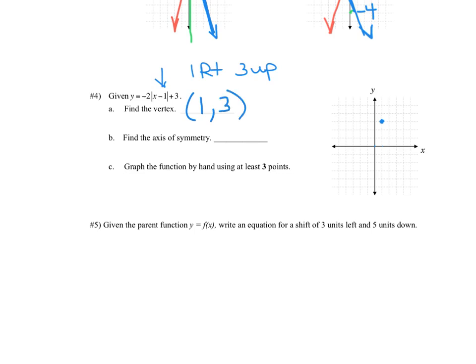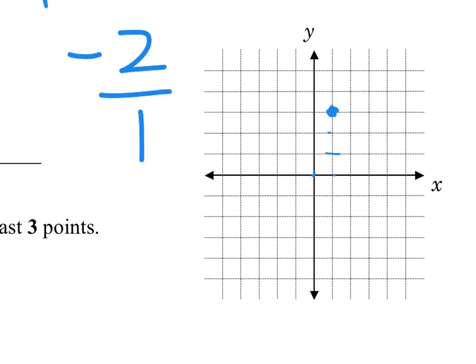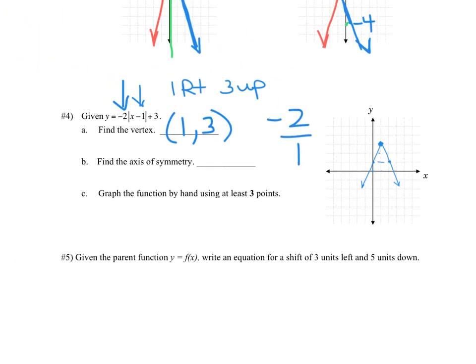All right. For this, see this negative 2 right here? This negative 2 is like a slope. You count down 2, so down 2, and over 1, in each direction. And then you draw your absolute value. If your absolute value has a negative out front, like this one does with the negative 2 right here, it means that it's going to be pointing down. Okay, the axis of symmetry is this line that cuts it in half.